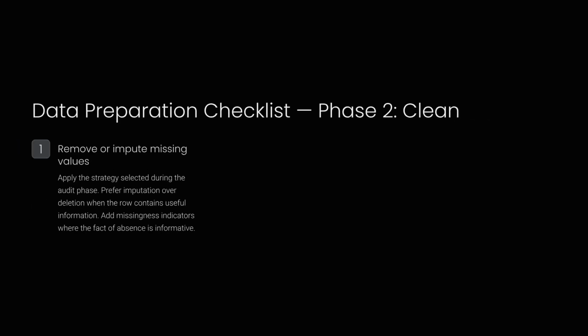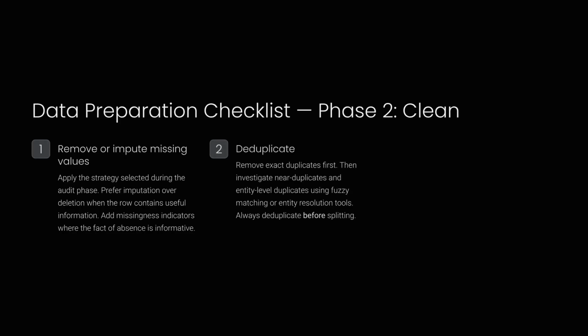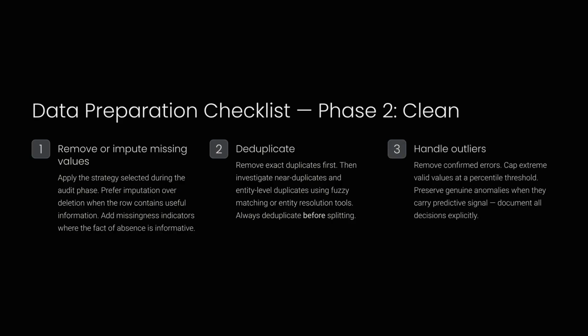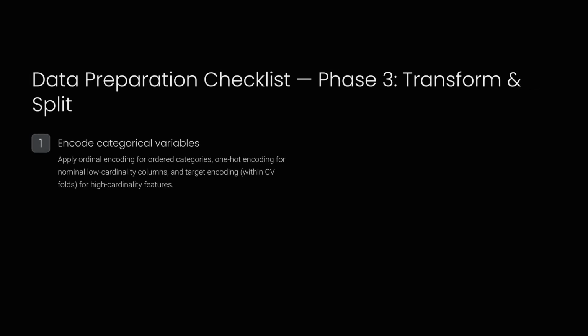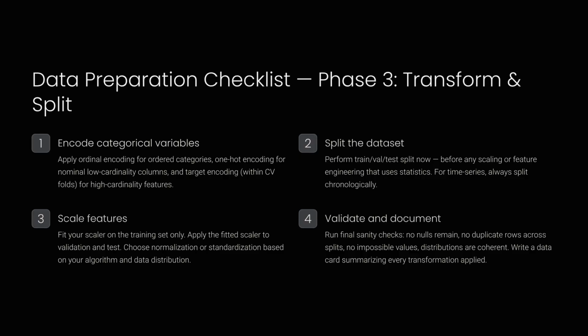This involves removing or imputing missing values with indicators, thoroughly deduplicating records before any splits, and handling outliers by removing errors or capping extreme values. Phase 3 is Transform and Split. First, encode categorical variables. Then, perform your train, validation, and test split. Only after splitting should you fit and apply your feature scaler, always fitting on the training set only.